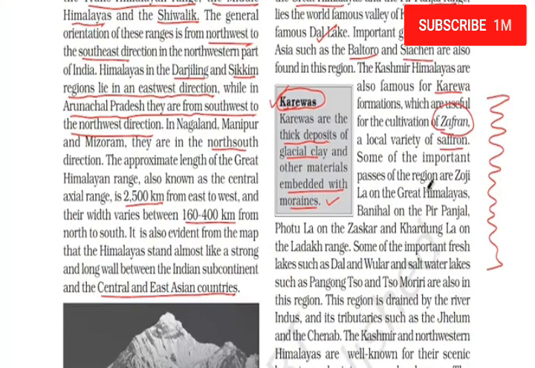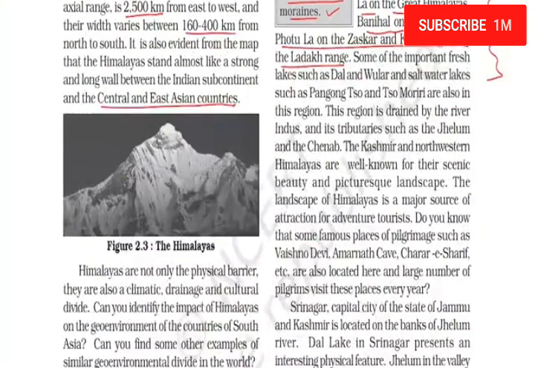Some of the important passes like Zojila on the Great Himalayas and Banihal on the Pir Panjal, Photu La on the Zaskar, Khardung La on the Ladakh ranges are very, very important. I want you to go through all of this once. Some of the important freshwater lakes such as Dal Lake and Wular Lake, and saltwater lakes like Pangong Tso and Tso Moriri. Please remember this, guys. Dal Lake and Wular Lake are the freshwater lakes. Pangong Tso and Tso Moriri are the saltwater lakes present in Himalayas.